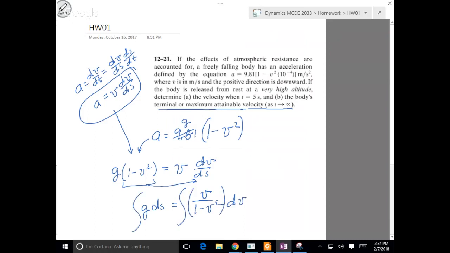Integrate and integrate. What does he say? He says, wait a minute, is it real? Oh, okay. It's released from rest.